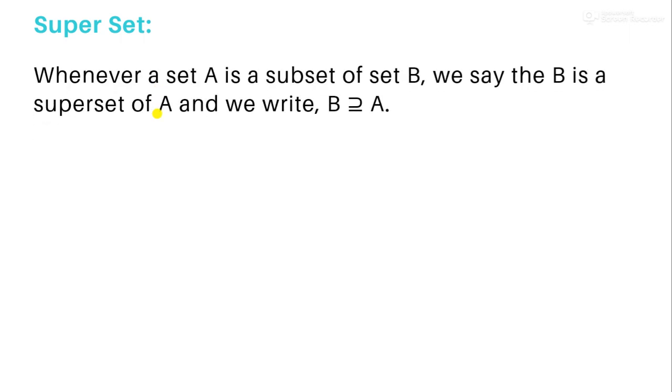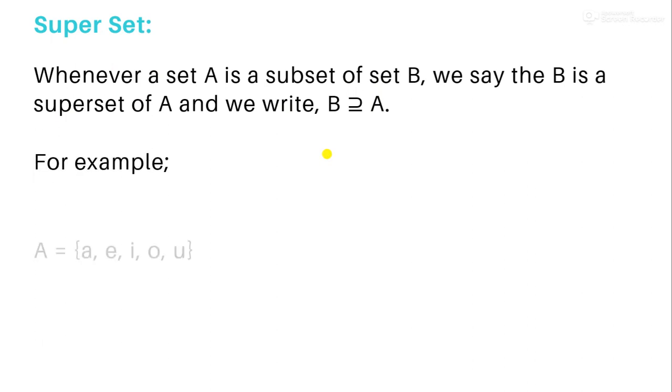Now we are going to learn about the superset. So this is the definition of superset. Whenever a set A is a subset of B, we say that B is the superset of A, and we can write using this symbol. So nothing but if A is the subset of B, then B is the superset of A. It is as simple as that.